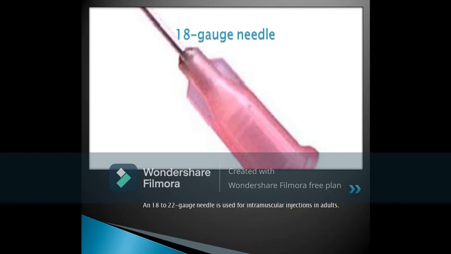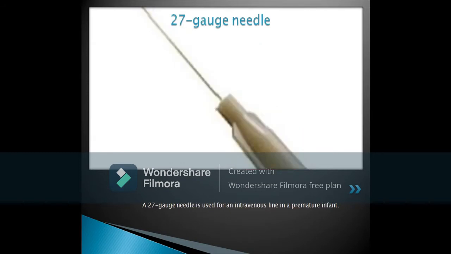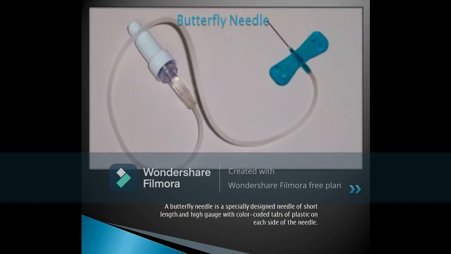An 18 to 22 gauge needle is used for intramuscular injection in adults. A 27 gauge needle is used for an intravenous line in a premature infant. The inside diameter of a needle is also known as the bore. The term bore is synonymous with gauge, but the bore is designated only as either small or large.